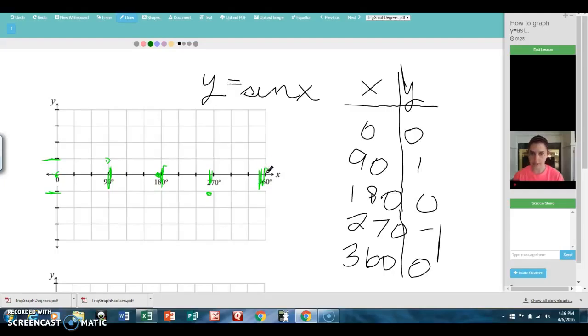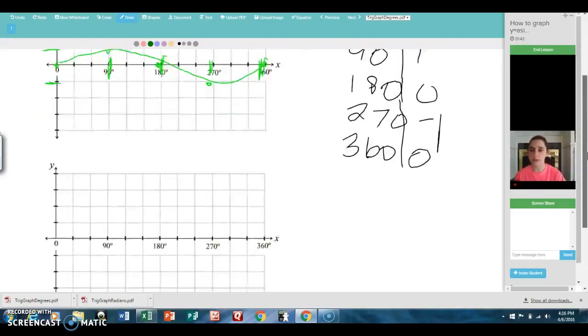It's a little bit hard for me to see my graph paper. It's really light on my screen. And then just connect the dots. So what I've graphed here is one period for the sine graph. Now we are going to do a transformation.